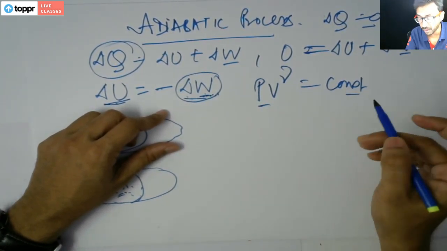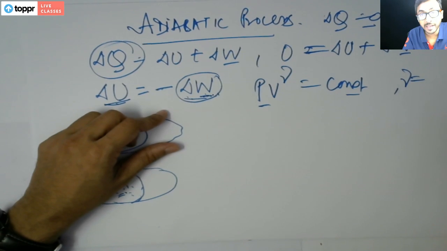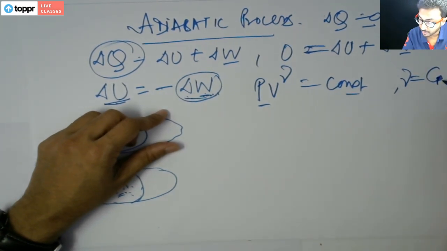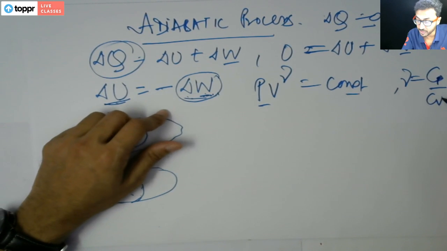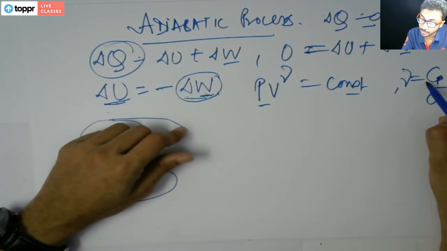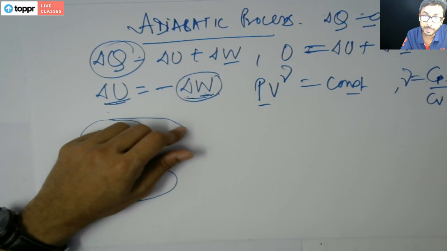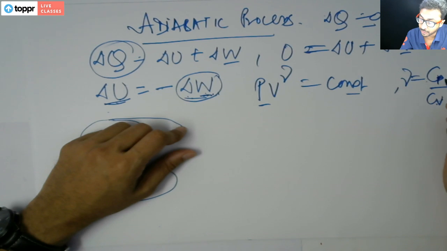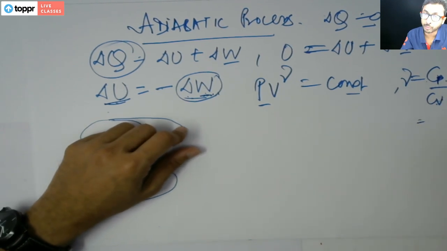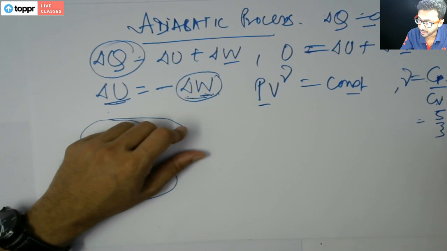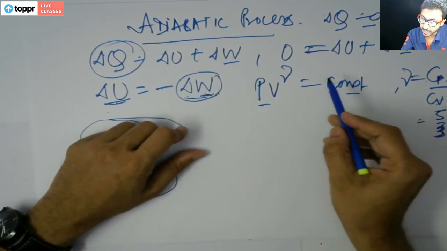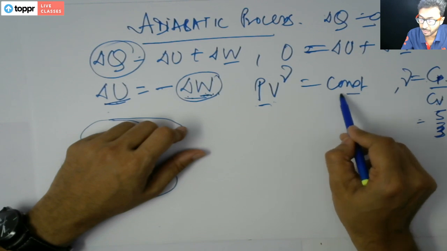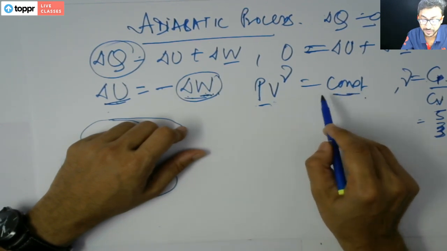Now what is this gamma? Gamma I'll explain. Gamma is the ratio of Cp and Cv. Now what is Cp and Cv? Cp is the molar specific heat at constant pressure, and Cv is the molar specific heat at constant volume. We'll come to it, and gamma is the ratio between them. And usually for a monoatomic gas, gamma is 5/3, right? And so it is PV to the power gamma equal to constant. It's not PV equal to constant.